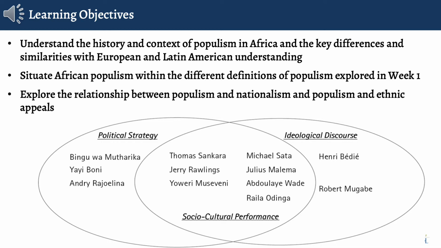And also, think about the extent to which populism and the concepts of populism as we've covered them apply to the African context. And the other thing to note is that, in some ways, it makes sense to talk about populism in Africa as a whole because there are similarities, but again, there are massive differences between countries, and within countries.